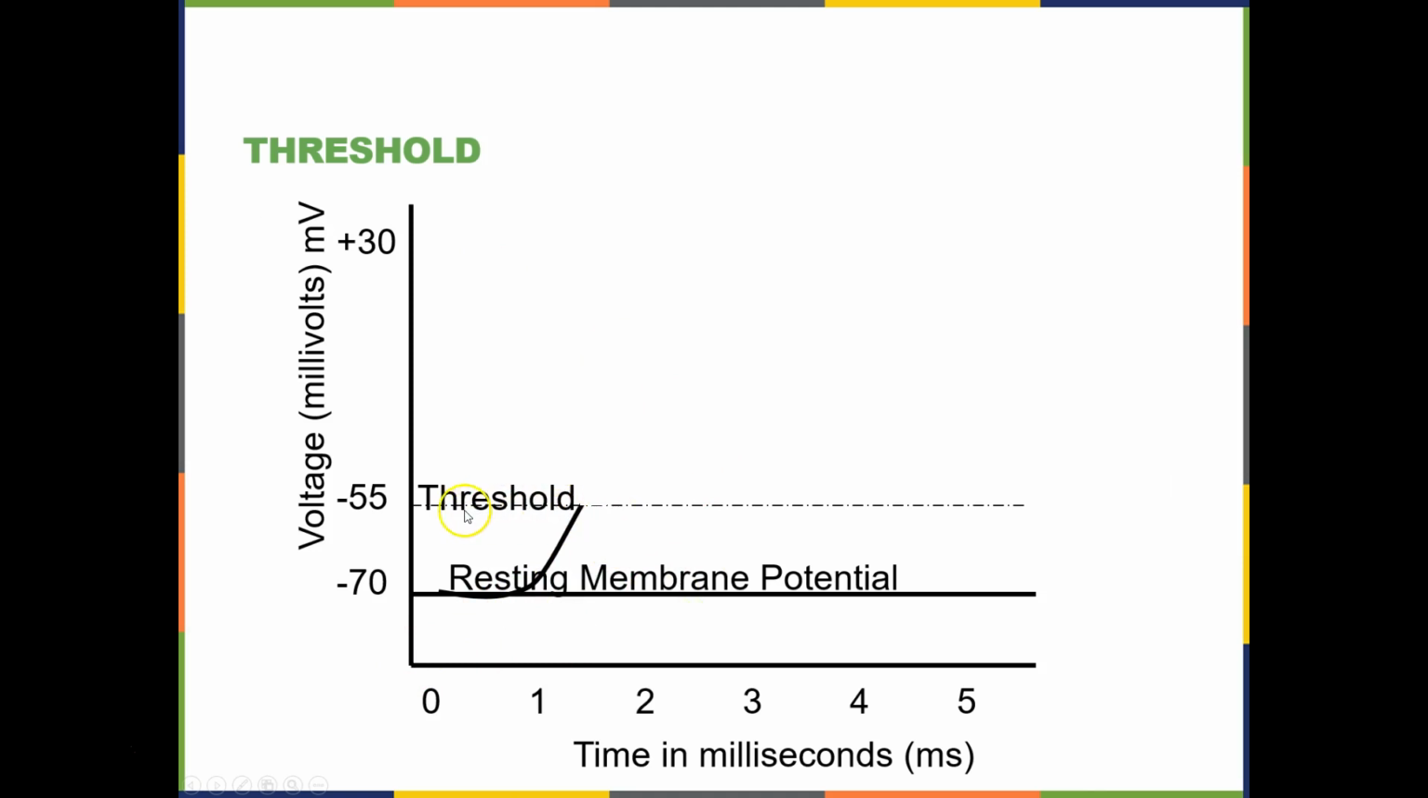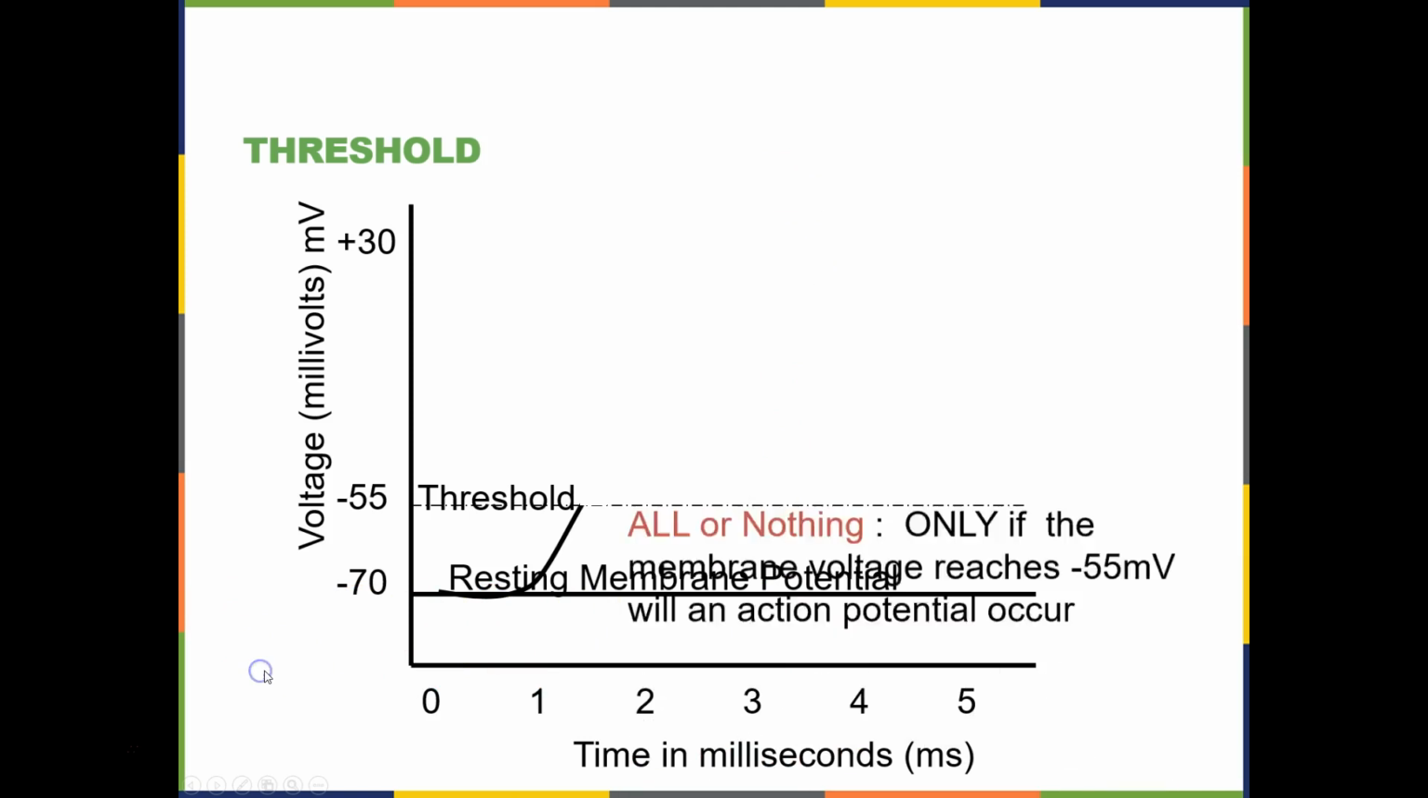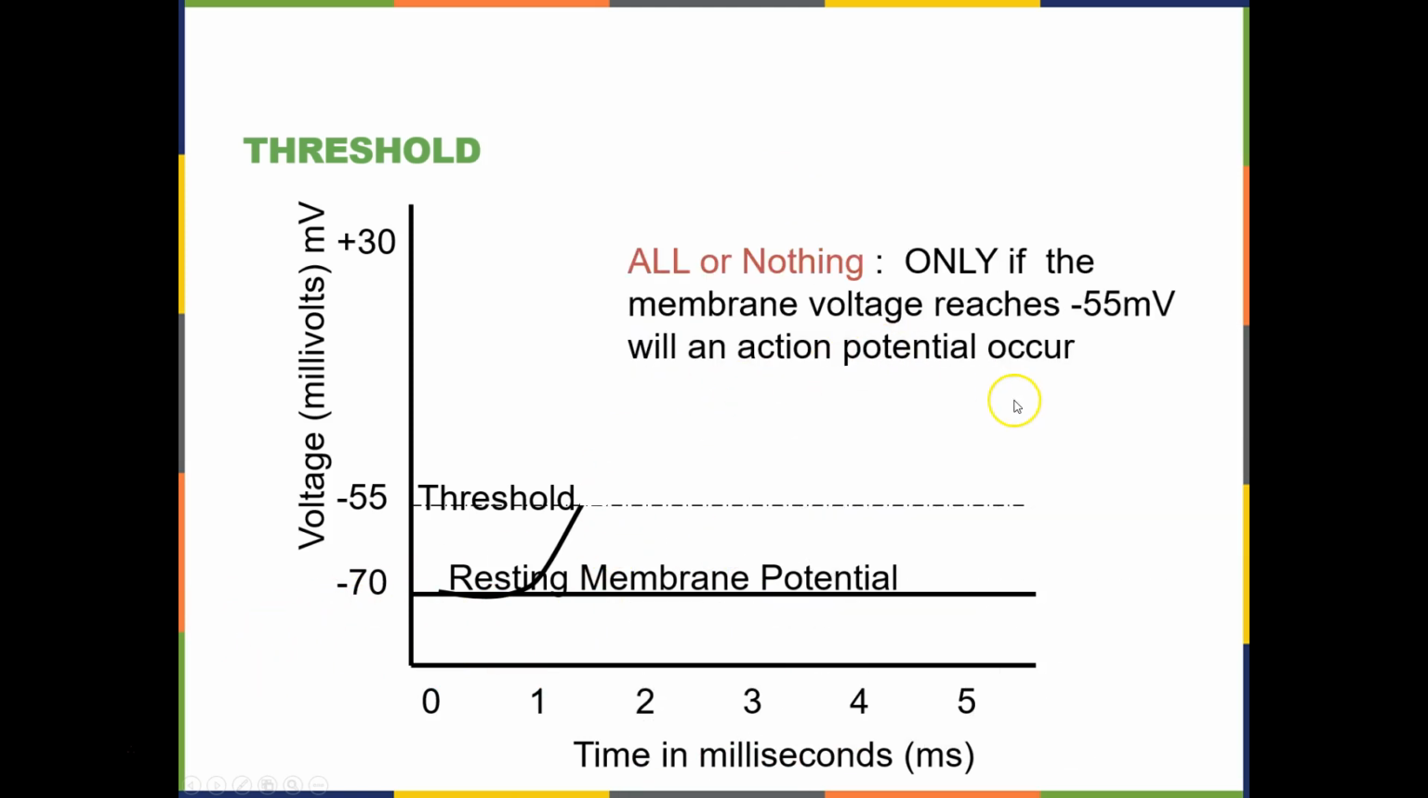Threshold for a neuron is negative 55 millivolts. Threshold is what you have to reach for an action potential to occur. If you reach threshold, then you're going to have an action potential. Once you hit that negative 55 millivolts, enough sodium rushes in to cause it to move to here, an action potential will occur no matter what. You can't stop it once it starts. So this is called an all or nothing potential. If and only if you reach negative 55 millivolts will an action potential actually occur.